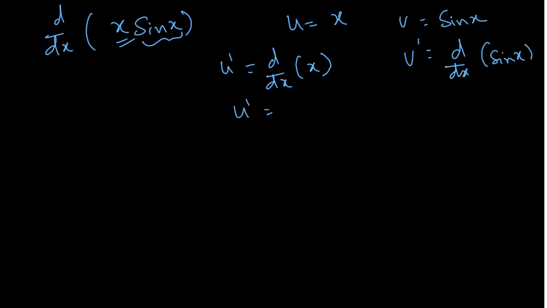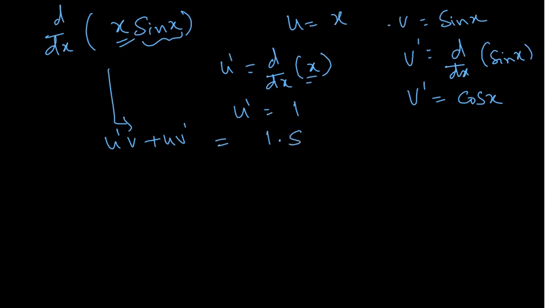So what is d by dx of x? 1. Good. What is d by dx of sin x? Cos x. Now I will apply the rule, u dash v plus uv dash. You have to write it in the exam. That's equal to u dash is 1 into v is sin x, plus u is x, v dash is cos x. So this is the final answer: sin x plus x cos x.